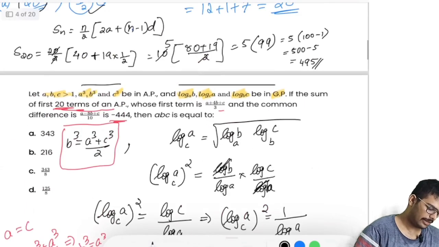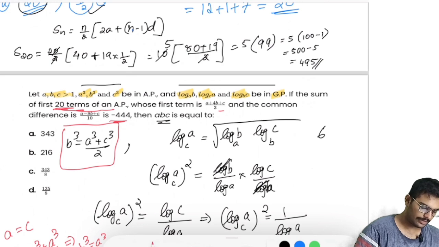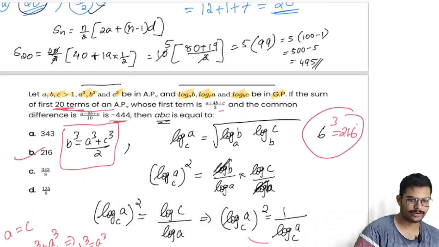What is a into b into c? 6 into 6 into 6. It is 6 cube, which is equal to 216. So, option B is correct.